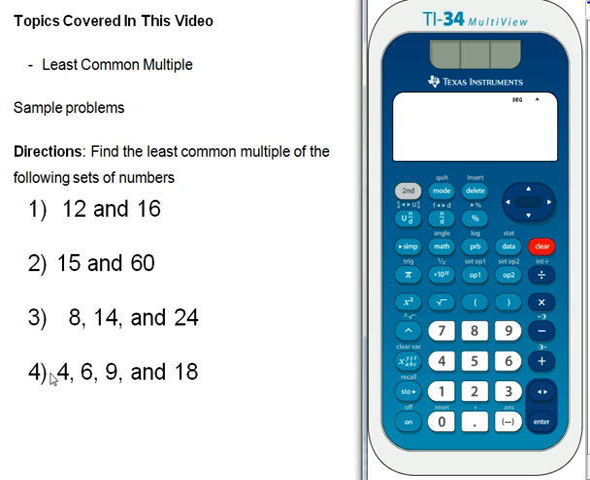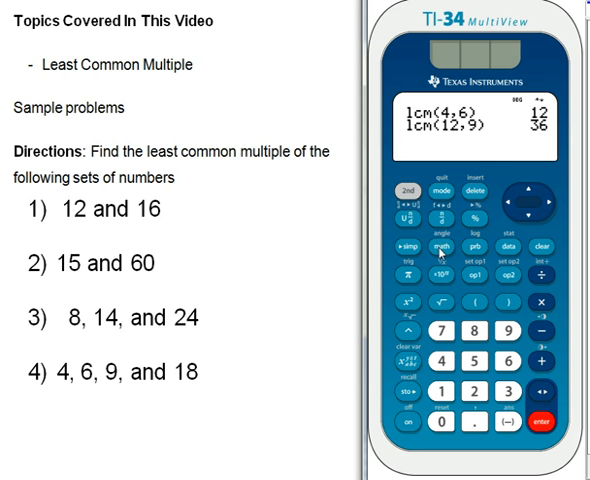For example problem number 4, we've got 4 numbers. So we hit math, option 1 for LCM, 4, second button, decimal point, 6, closing parenthesis, enter. The least common multiple of 4 and 6 is 12. Then we just do the process again. Math, option 1 for LCM. This time we type in the answer 12 that we got originally, second, decimal point, and now our third number is 9. So we type in 9, hit our parenthesis, enter. That gives us that the least common multiple of 4, 6, and 9 is 36.